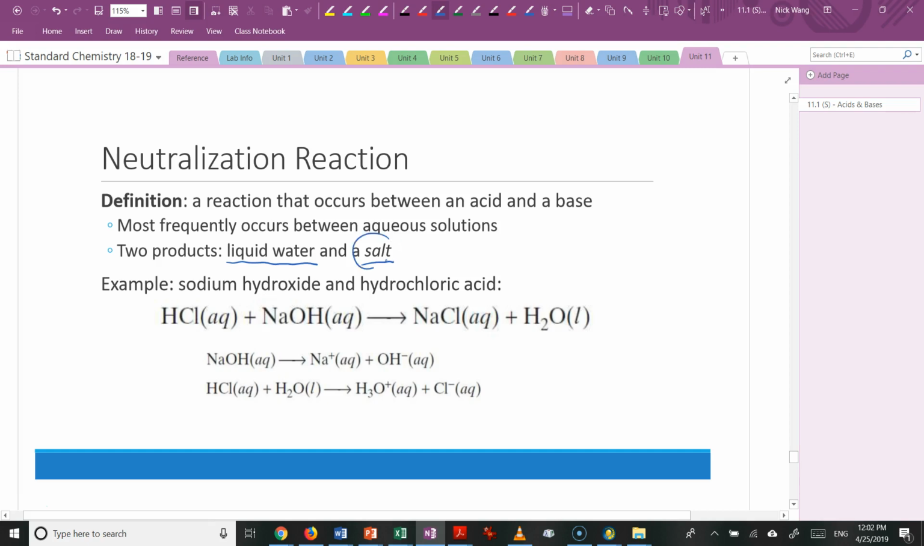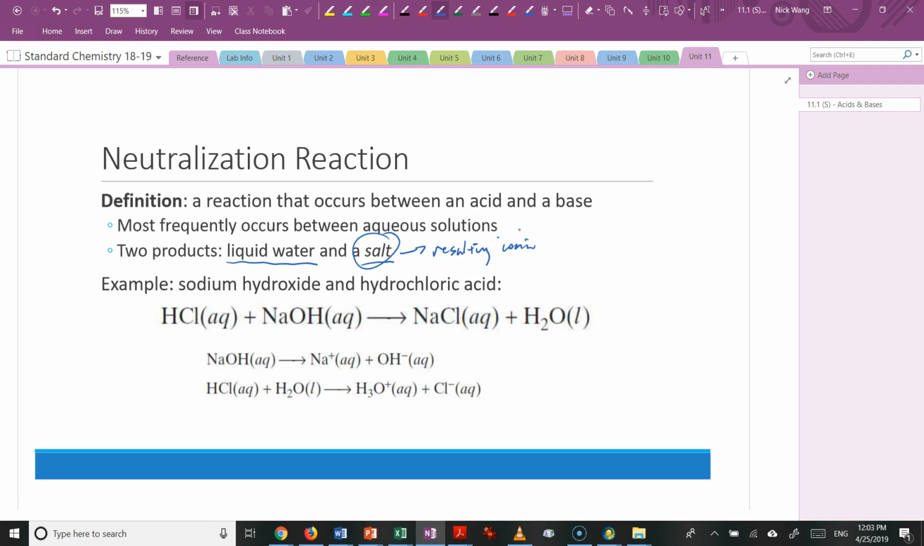Now, this word salt we've talked about before. A lot of times we just think of sodium chloride, NaCl. But in this context, the salt is just the resulting ionic compound. We're just going to generically call it a salt. So anything that results in an ionic compound of some kind, that resulting ionic compound is just called a salt.